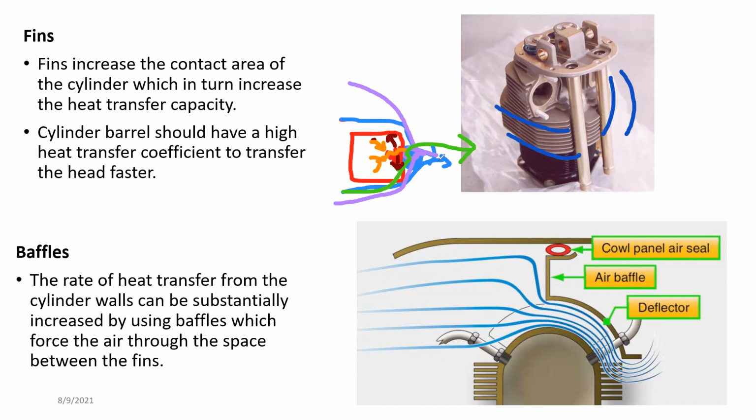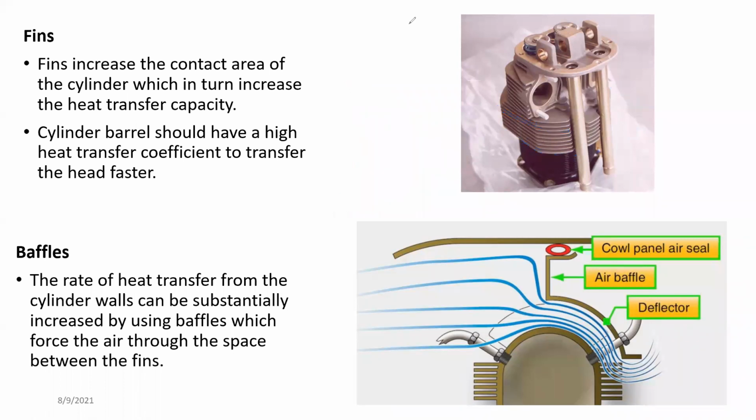But there is another advantage of using the cowling. As I told you earlier, the engine needs to have an optimum operating temperature. To keep this optimum operating temperature, airflow needs to be controlled. When the vehicle speed increases, the airflow around it increases. So heat transfer increases, which means the engine temperature will drop.